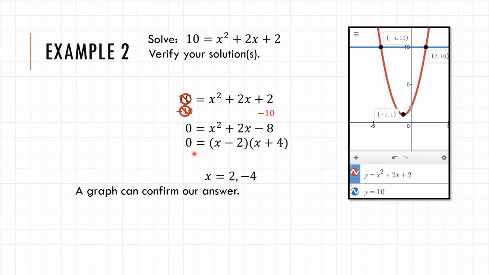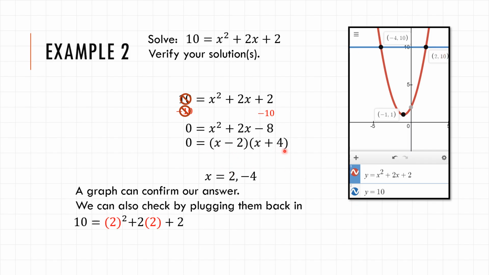We can also check our answer. We can verify it if we don't have a graphing technology on us. We can verify it just by plugging these numbers back into my equation here. Or, you know what? I like to always plug it into my original equation, not my simplified one. So if I plugged in 2 here, 2 squared plus 2 times 2 plus 2: 2 squared is 4, 2 times 2 is 4, plus 2, 4 plus 4 plus 2 actually is 10. So that works. That is a good solution.